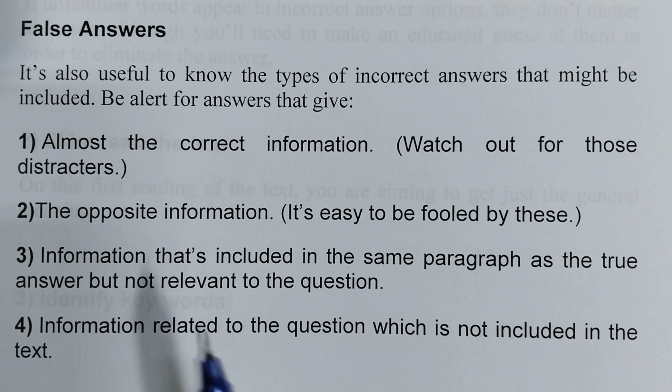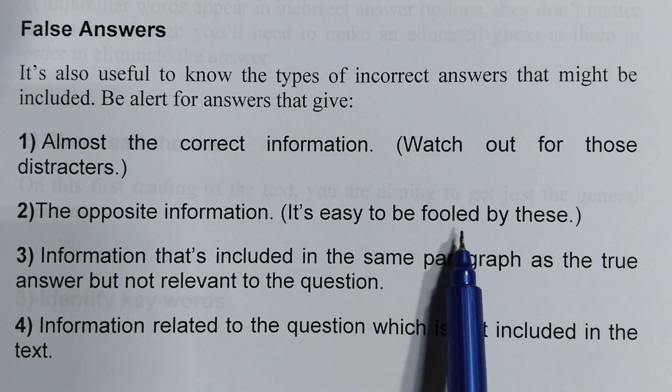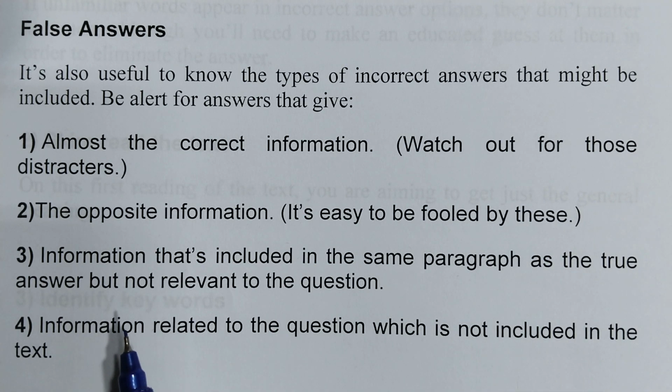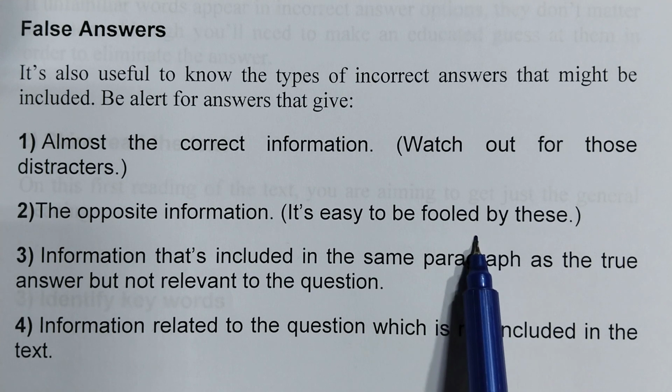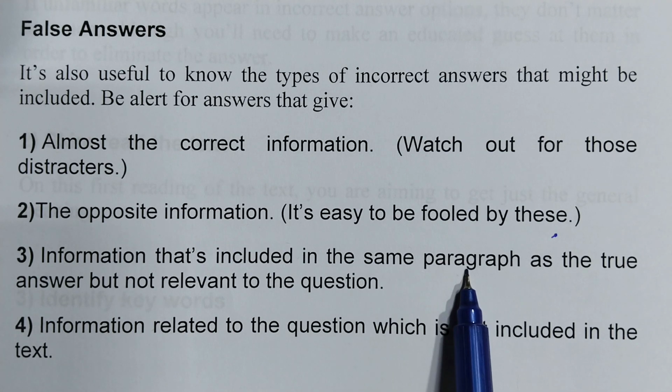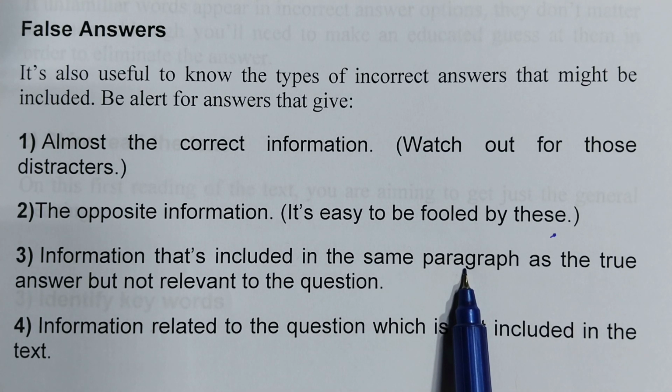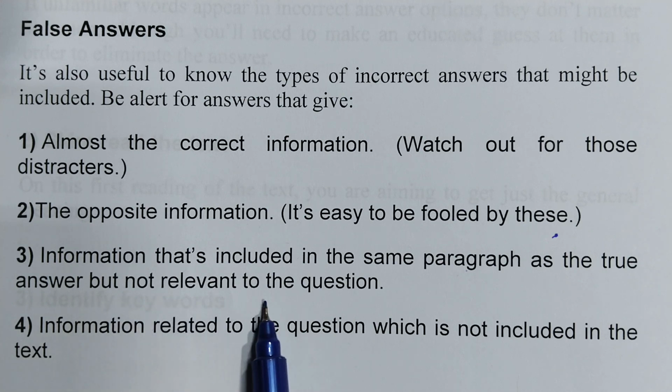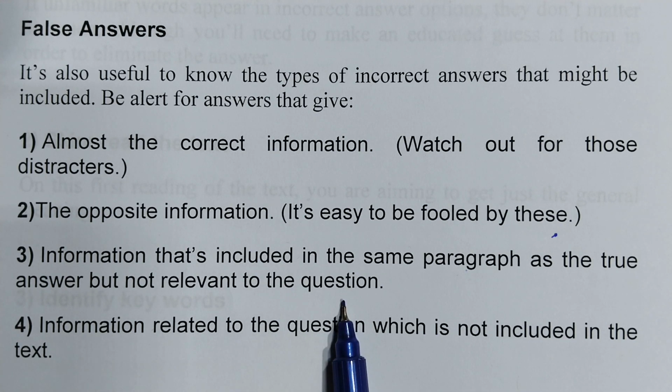So you can see that there are some distractors here, where the examiner is creating distraction for you. The opposite information: it's easy to be fooled by these. If opposite information is available, it is very easy for the candidate to be fooled by it. The third one is information that's included in the same paragraph as the true answer but not relevant to the question. So the information is there but not relevant to the question, and the answer will not be correct here.